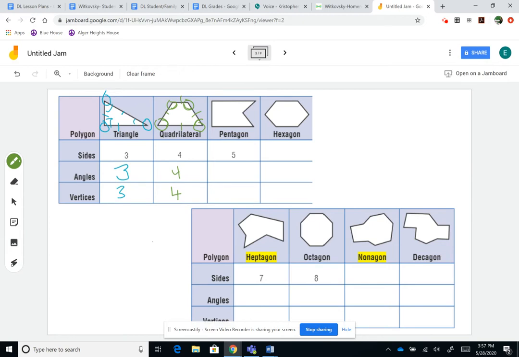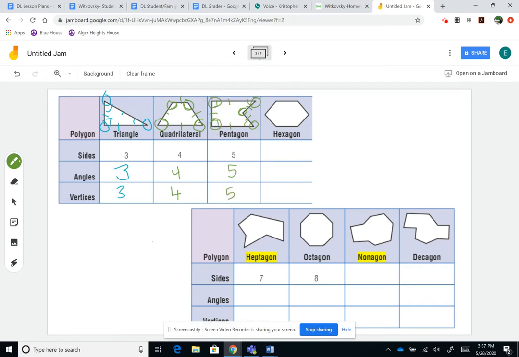Hopefully you'll catch on to this, but let's look at a pentagon. Now this pentagon isn't equal on all sides, and that's okay, but how many sides does a pentagon have? It has 1, 2, 3, 4, 5. How many angles does it have? It has 1, 2, 3, 4, 5. That one actually has 2 right angles in it, which is pretty neat. And then how many vertices does it have? It has 1, 2, 3, 4, 5.